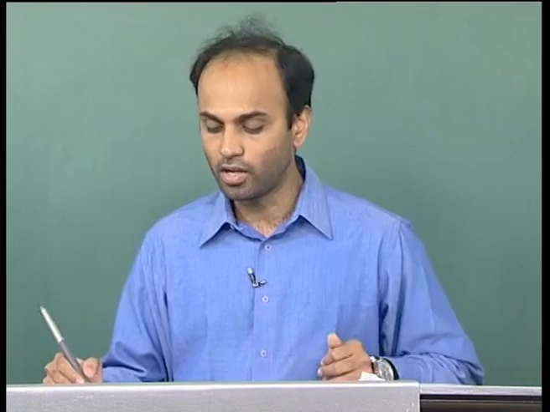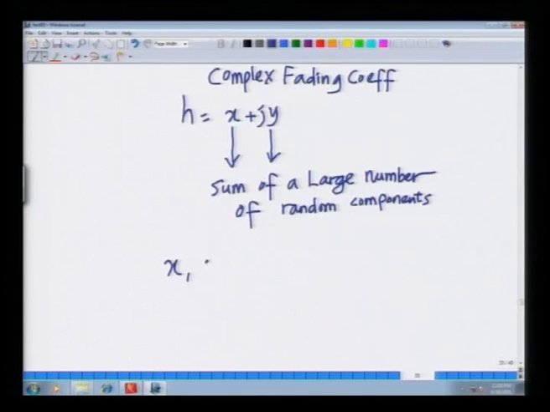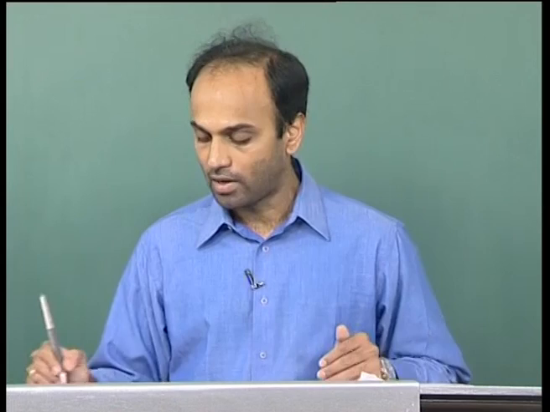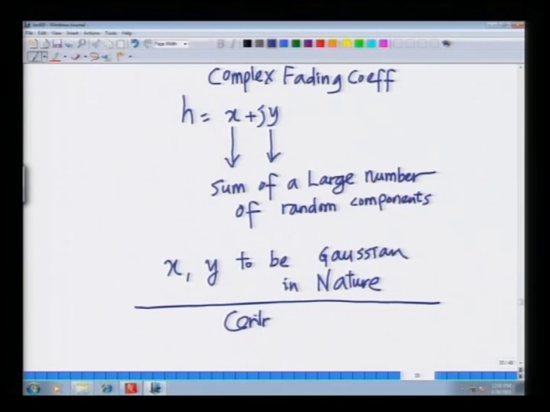So, we will assume x and y to be Gaussian in nature. That is, x and y are Gaussian random variables because they are derived as the sum of a large number of random components. All right. And for more details, you can refer to an advanced property known as the central limit theorem, which gives more information about why a large number of random quantities, when they add up, result in a Gaussian random variable.